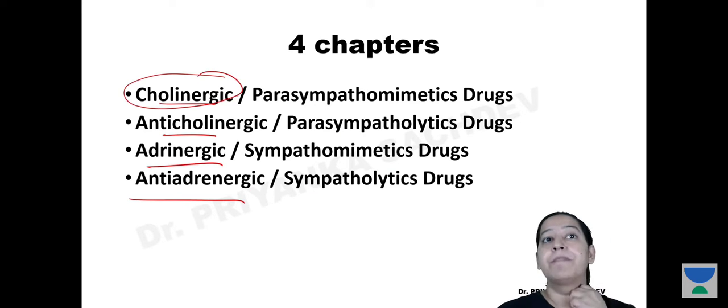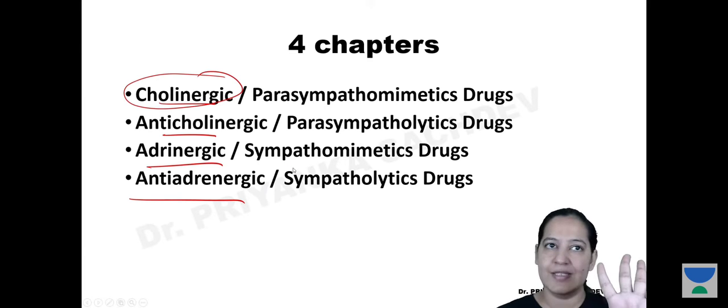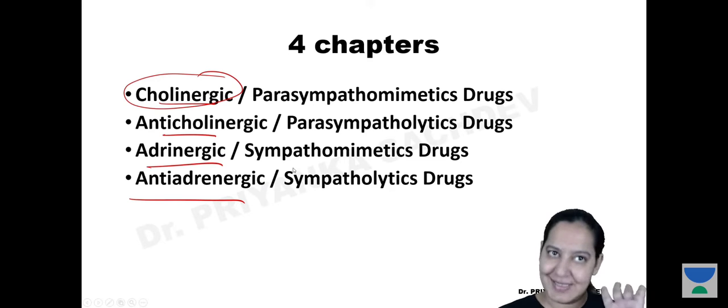Cholinergic system are the drugs. All these systems have certain drugs. I will tell you the classification of all 4 systems. Don't worry, I will tell you the classifications. Listen first to what I am teaching you.